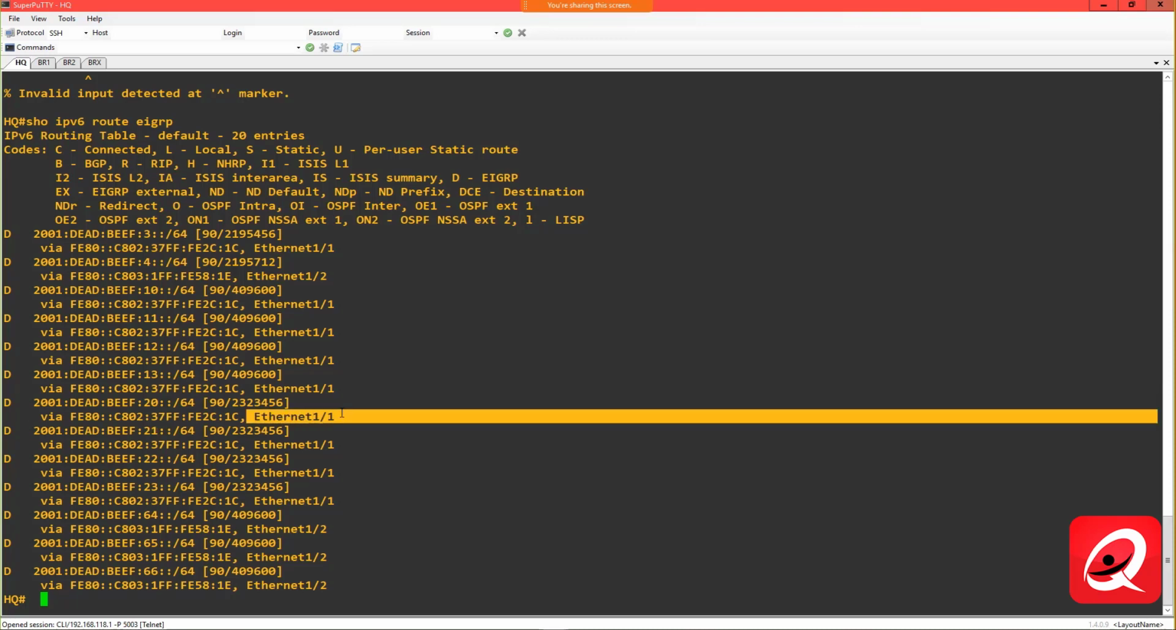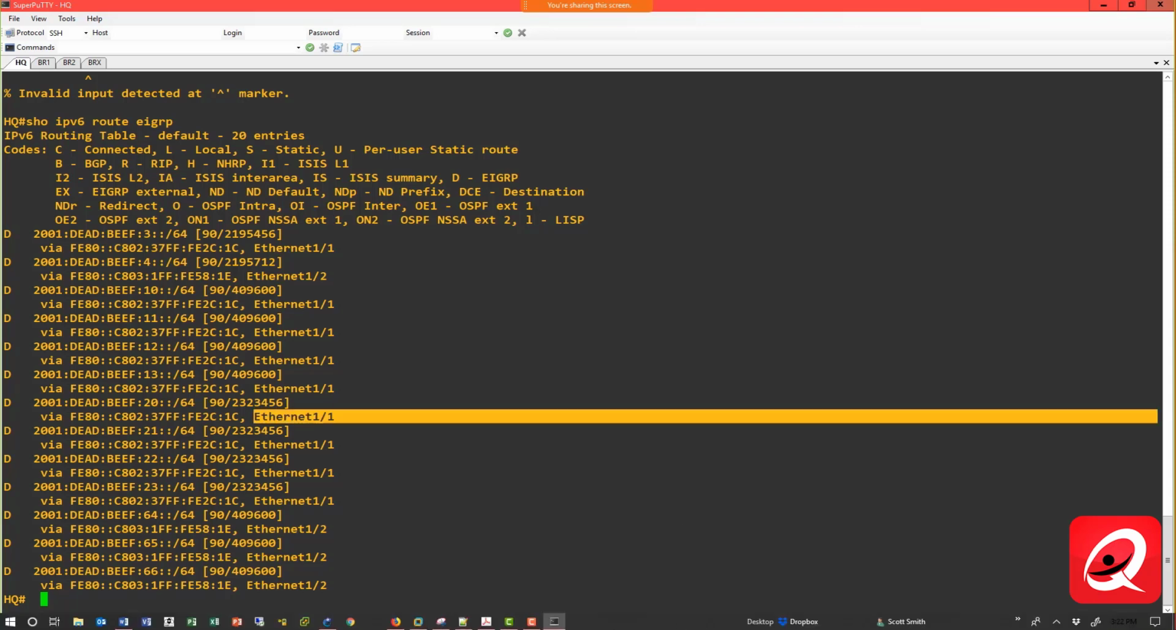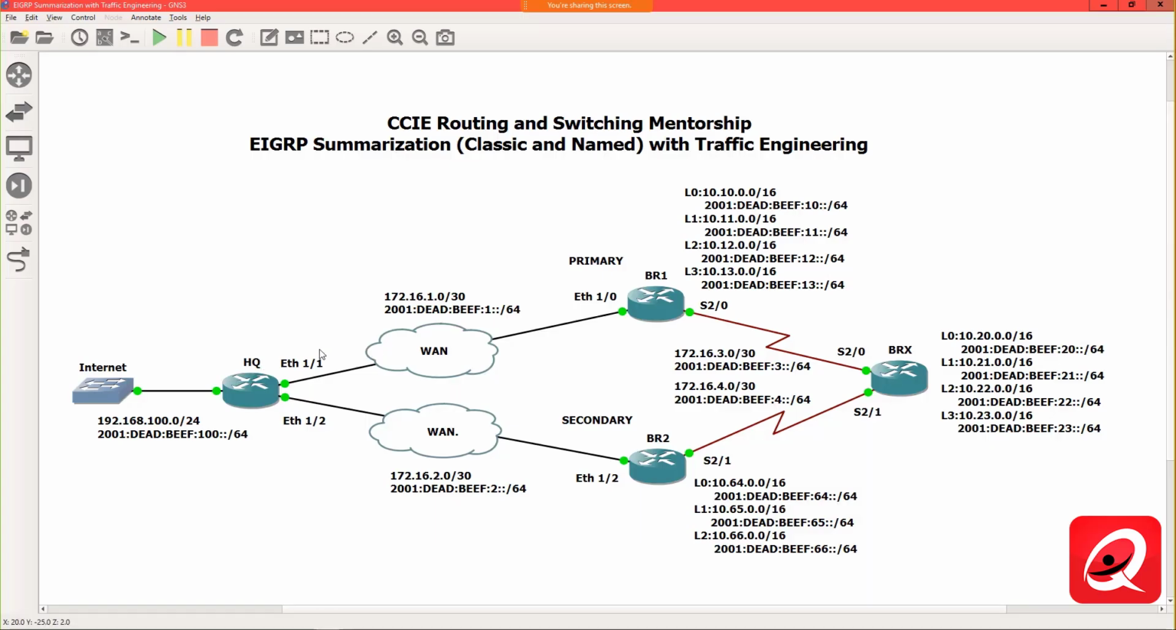We're using the EUI-64 process. Yes, Mike, I put that on BR2 and BRX serial 2.1. Ethernet 1.1 is the exit interface, which means we're choosing that top path again. Okay.